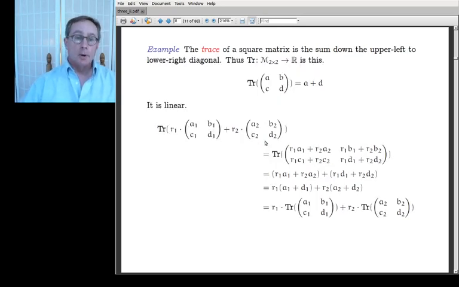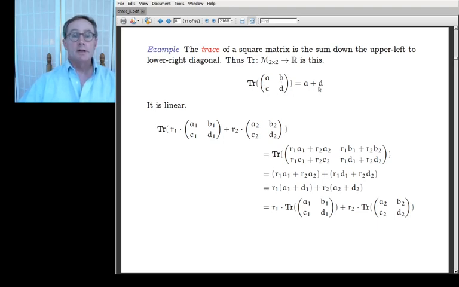Another example, the previous one was, I hope, familiar to a person. Now this one is going to be unfamiliar to a person. So the trace map takes 2 by 2 matrices and outputs real numbers. And I'm not going to explain where it comes from, because the point of this example is that there's all kinds of things that you haven't seen that are also linear maps. So the trace function on a, b, c, d is a plus d.